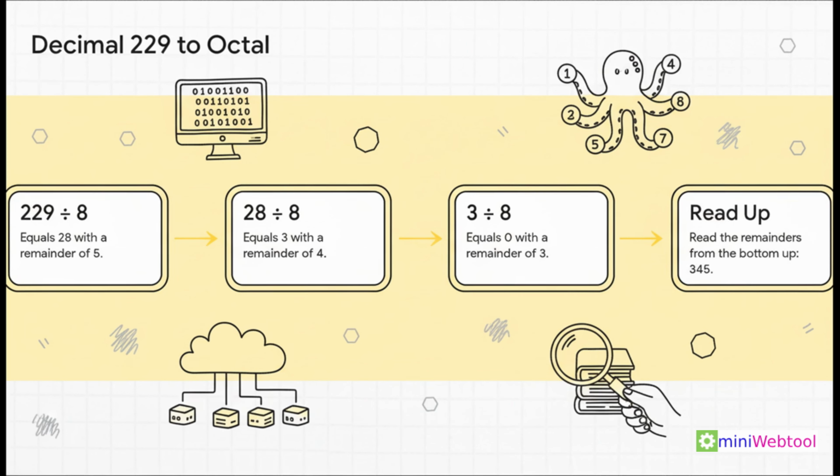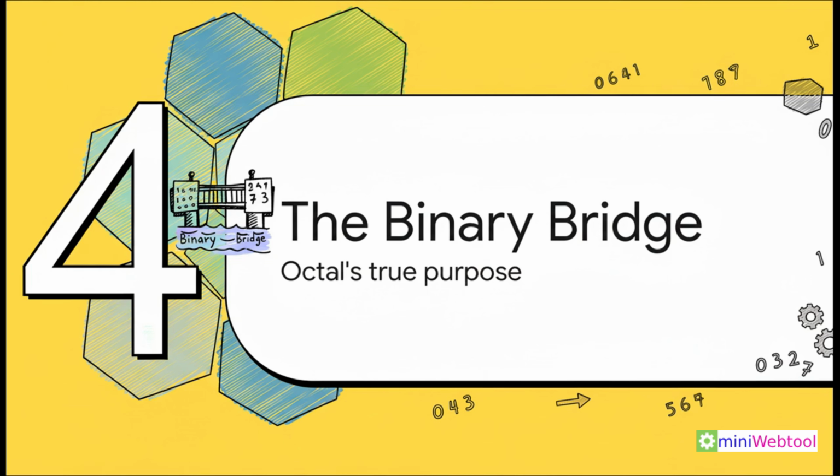Do it one more time. 3 divided by 8 is 0 with a remainder of 3. Then you just read those remainders from the bottom up, and there's your number. 3, 4, 5.